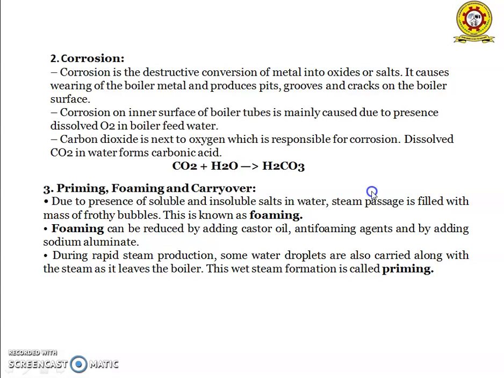And the second one is corrosion. Corrosion is the conversion of metals into oxides or salts. It causes wearing of the boiler metal and produces pits, grooves and cracks on the boiler surface. Corrosion on the inner surface of the boiler tube is mainly caused by dissolved oxygen in the boiler feed water. If corrosion in power plant equipment is allowed to continue, it ultimately makes the metal parts fail.